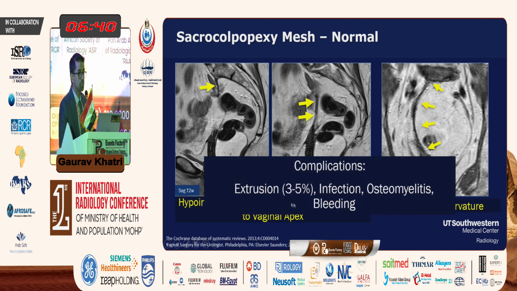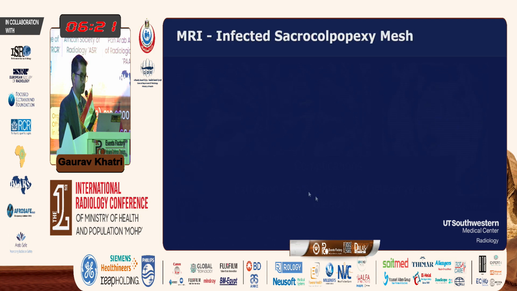So the complications include, again, extrusion. However, the rate is 3 to 5% compared to the transvaginal mesh I showed you, up to 18%. And that's because this is placed transabdominally, not transvaginally. But you can also have infection, osteomyelitis. And osteomyelitis is a unique complication because this attaches onto the bone and certainly can cause bleeding as well.